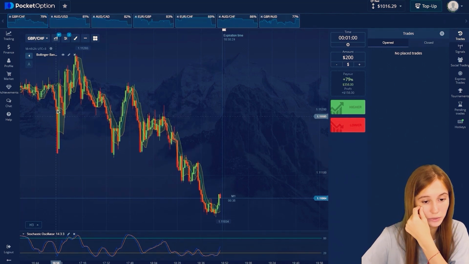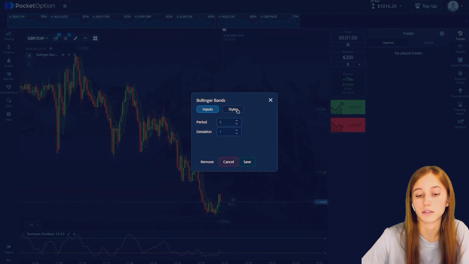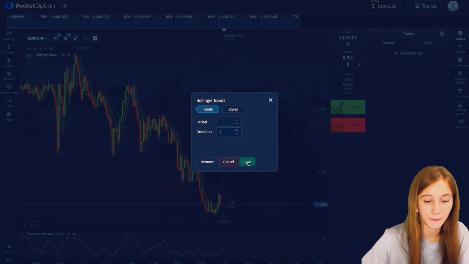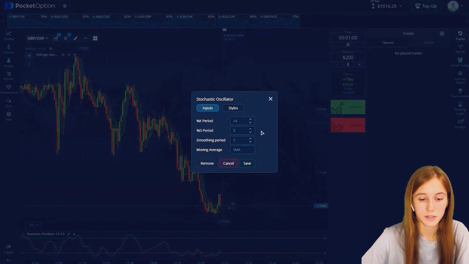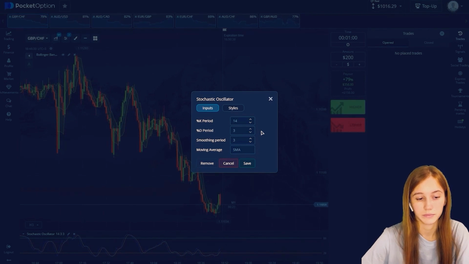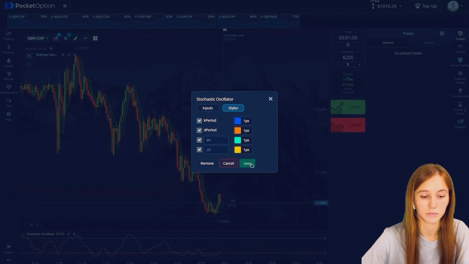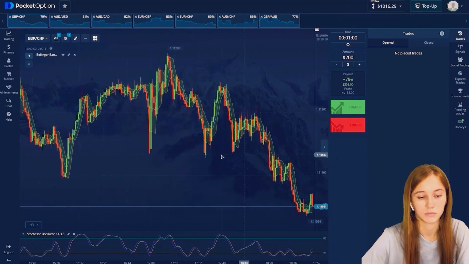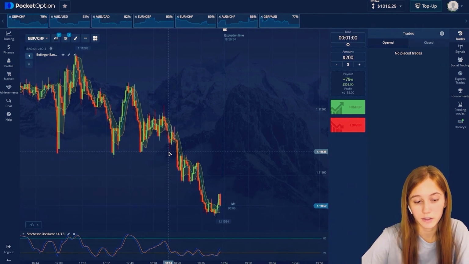And we also use technical analysis and 2 indicators: Bollinger Bands, as you see. You can copy the settings. And the stochastic oscillator. You can also copy the settings. So I showed everything, I think.